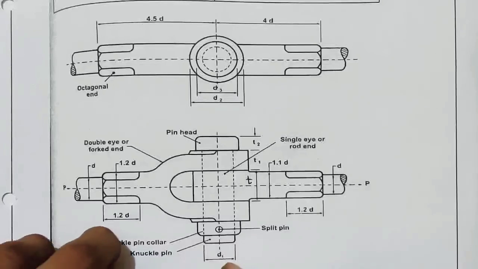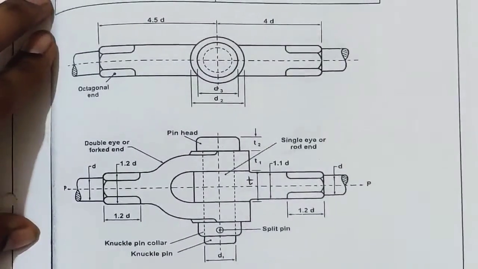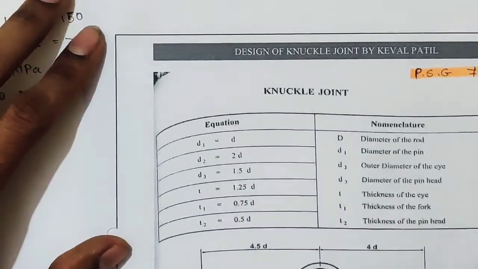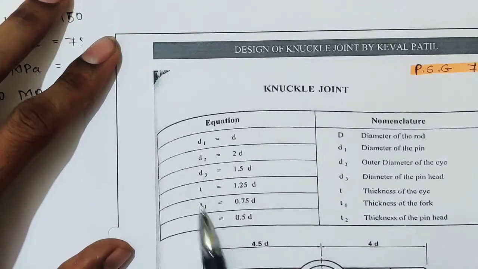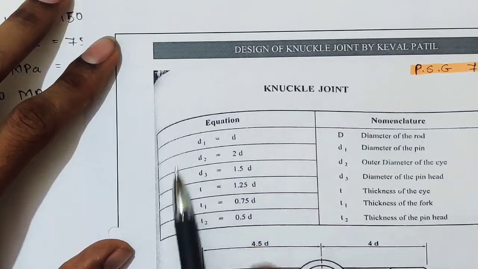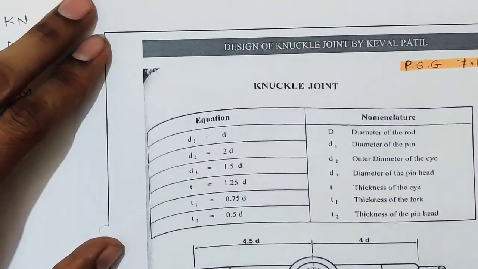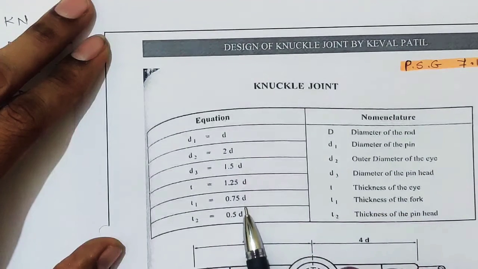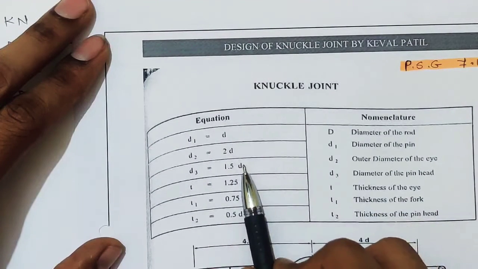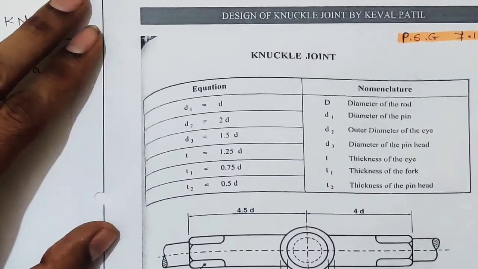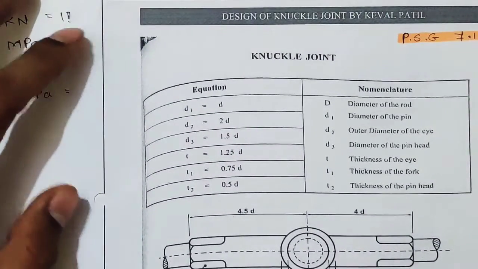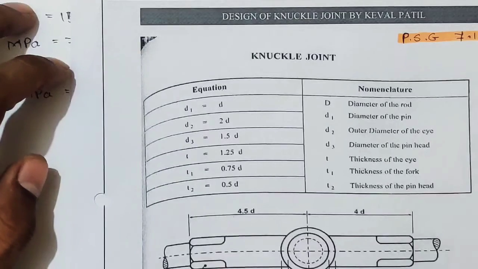So these dimensions are given, and their empirical relations, their values, are given in terms of D. D1 is equal to D, D2 is equal to 2D, and these same empirical relations are given in the question. So first of all we have to find this D. If we know D, then we can go for all these empirical relations. So our first job is to find D. So we will move to step 1.